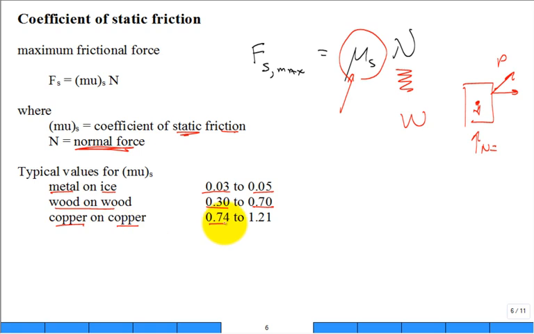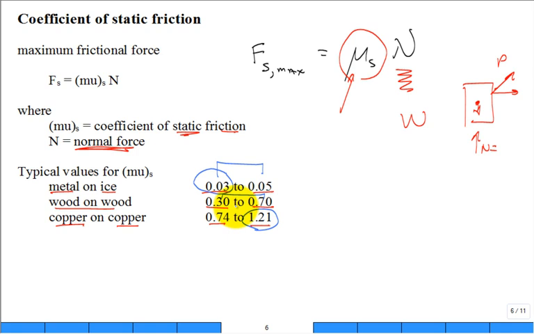Copper on copper, 0.74 to 1.21. Okay, this is quite a range, isn't it? This would be like the minimum value and the maximum value in the table. And if you look at the variability between 0.03 and 0.05, it's not that much. But if you look at the variability between 0.3 and 0.7, it's even more, isn't it? That's quite a bit of variability, meaning that different woods and different conditions of the surfaces of the wood lead to different μ's, a wide range.